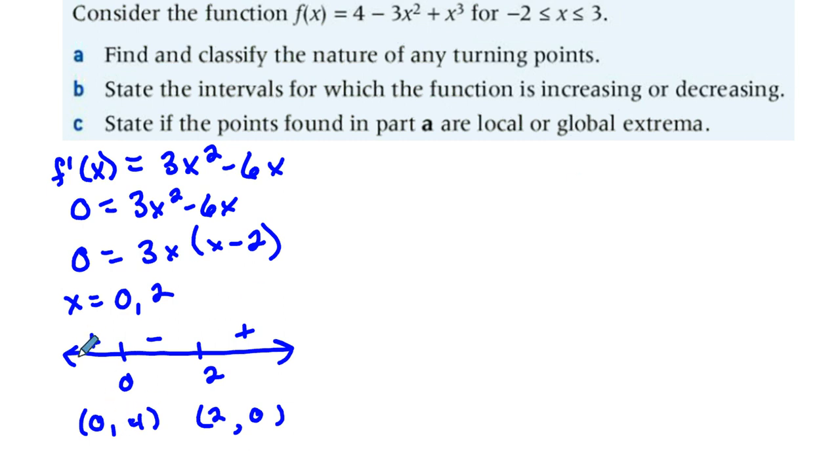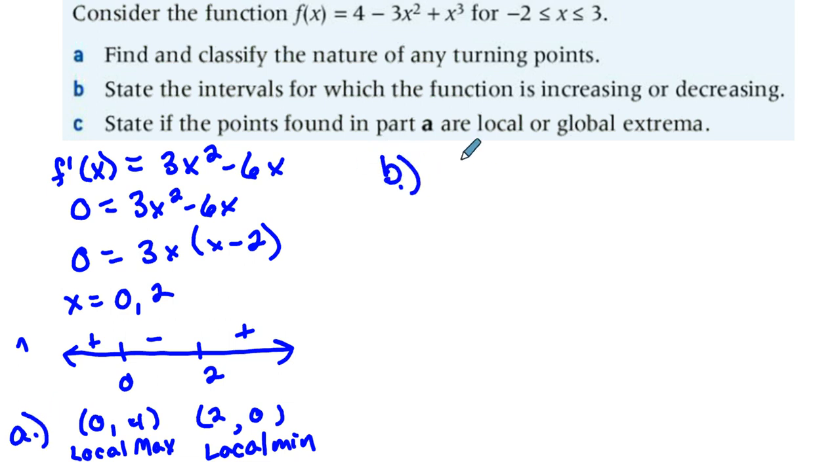0, 4. At 0, it's going from a positive slope to a negative slope. Is that a local min or a local max? Max. Because it's going from a positive slope to a negative slope. And then for 2, it has a negative slope and then a positive slope. Therefore, at 2, 0, it's a local min. We won't know absolute until we look at the endpoints of our graph. Okay, so that's the first part. So that's part A.